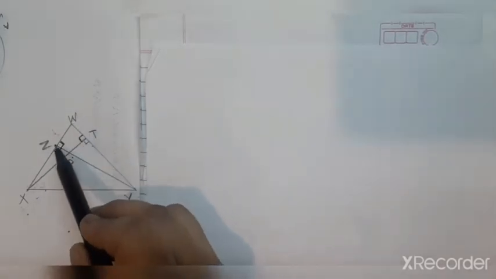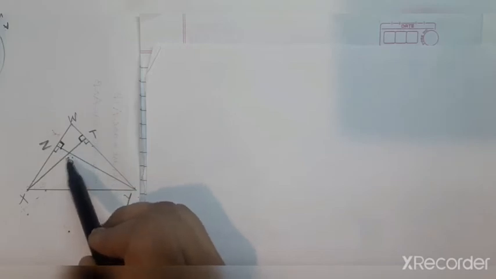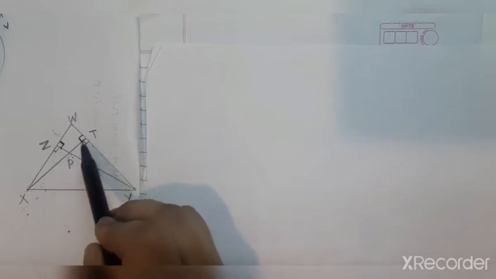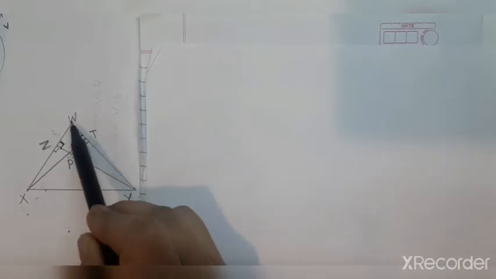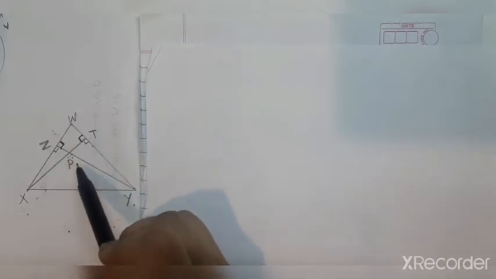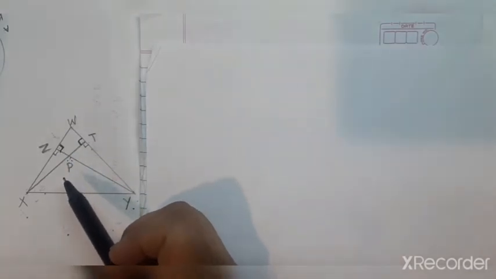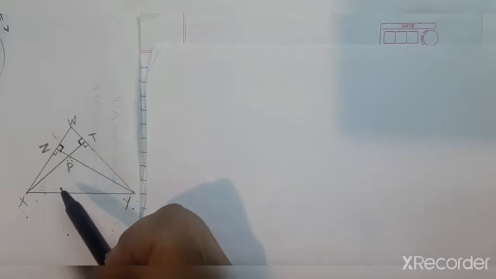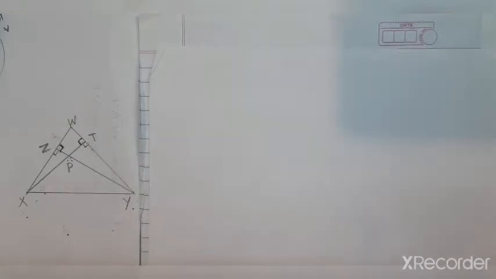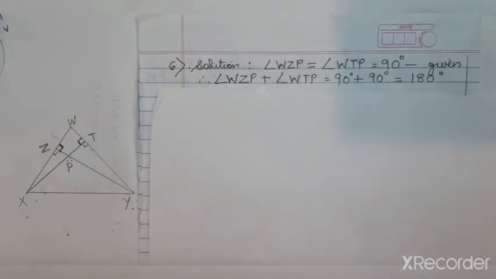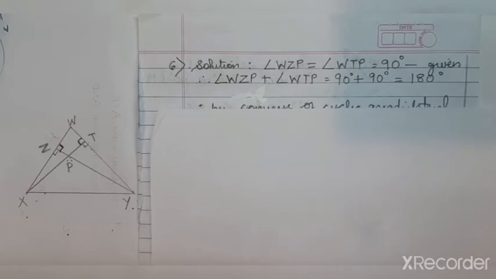So angle WZP plus angle WTP, 90 plus 90, is 180. Therefore, the sum of these two opposite angles of this quadrilateral are supplementary. And if the sum of the opposite angles of a quadrilateral is supplementary, then the quadrilateral is cyclic. We have studied this in the converse of cyclic quadrilateral. So, we are going to use the theorem of the converse of cyclic quadrilateral.